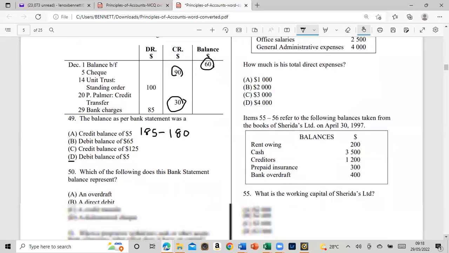As it says, 49 and 50 refer to the same information. Which of the following does this bank statement balance represent? Is it A, an overdraft, B, a direct debit, C, a credit transfer, or D, a dishonored check? And that is A, an overdraft.